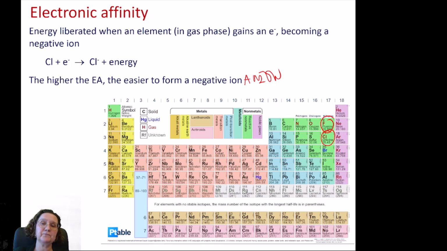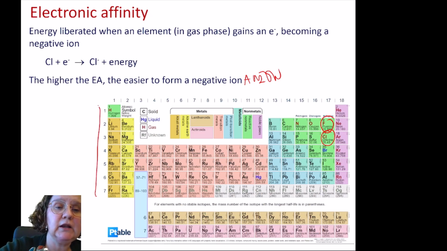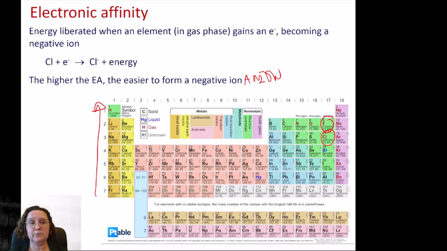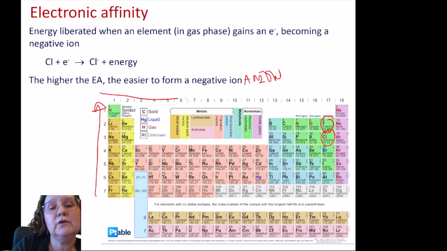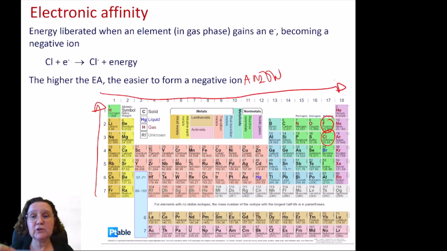So in a group, because the smaller atoms are at the top of the group, electron affinity will increase as we go up the group, because the atoms become smaller and therefore the energy liberated will be larger. The more we move towards the right in a period, because the atoms again become smaller and smaller, the more energy will be liberated.